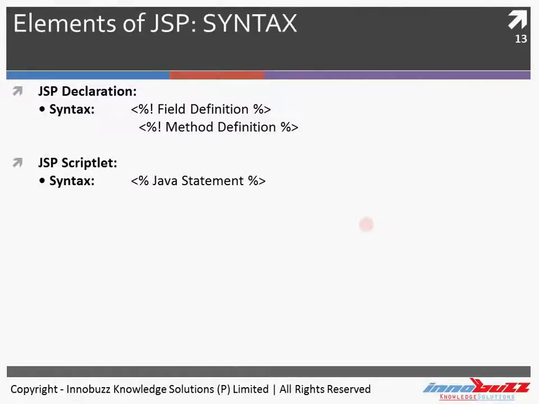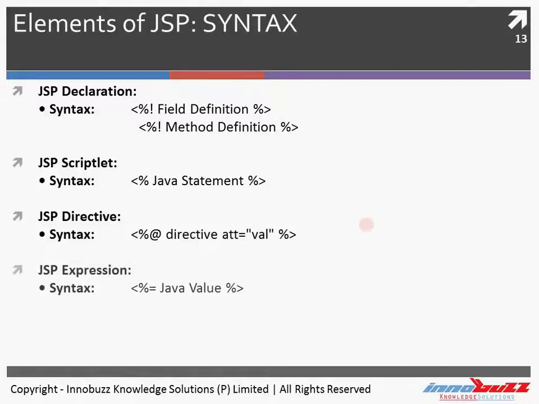Next is the JSP scriptlet, the basic scriptlet where we just open the scriptlet and put Java statements in it, and this forms the Java code which can be embedded in a JSP page. The JSP directive begins with a scriptlet with an at sign, directive, and attribute equal to value. The JSP expression is a scriptlet followed by an equals sign, so any Java value can be evaluated here within the JSP page. So these five are the major JSP elements in a Java Server Page.